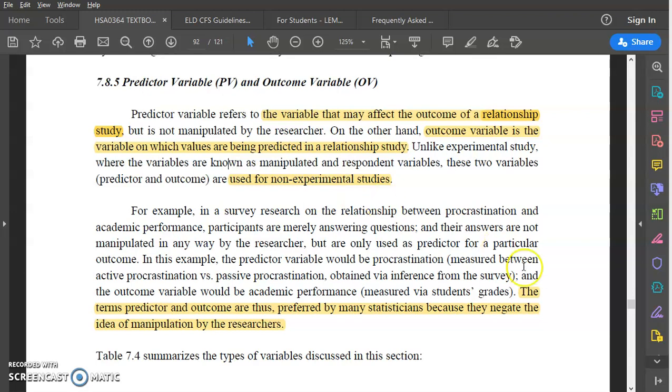Right? And then lastly, the terms predictor and outcome are preferred by many statisticians because they negate the idea of manipulation by the researchers. If you still remember, manipulation happens in experimental research, where you have independent and dependent variables, where the independent variable is one that manipulates the result of the dependent variable.